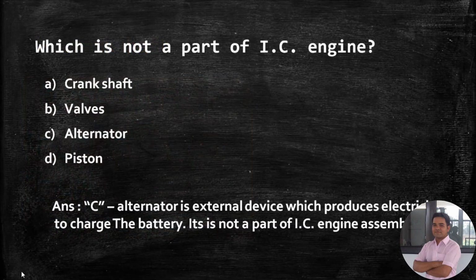This kind of question can be asked in a competitive exam. The question is: which is not a part of the IC engine? The options are crankshaft, valves, alternator, piston, and the answer is C, alternator. Why? Because an alternator is an external device which produces electricity to charge the battery. It is not part of the IC engine assembly.